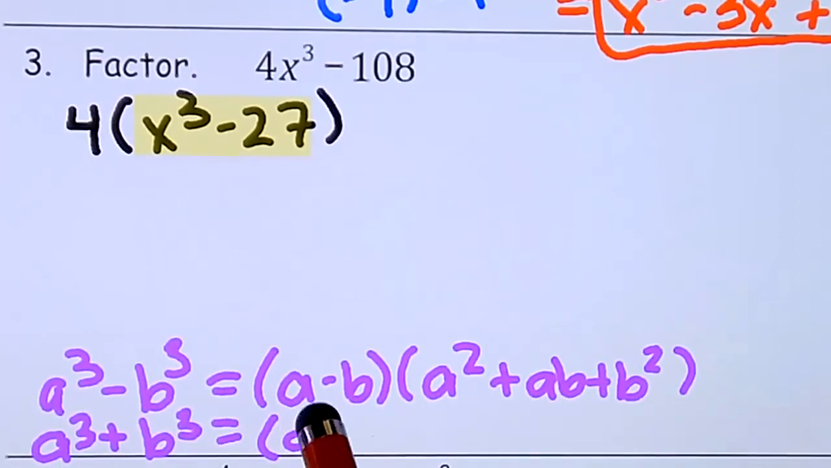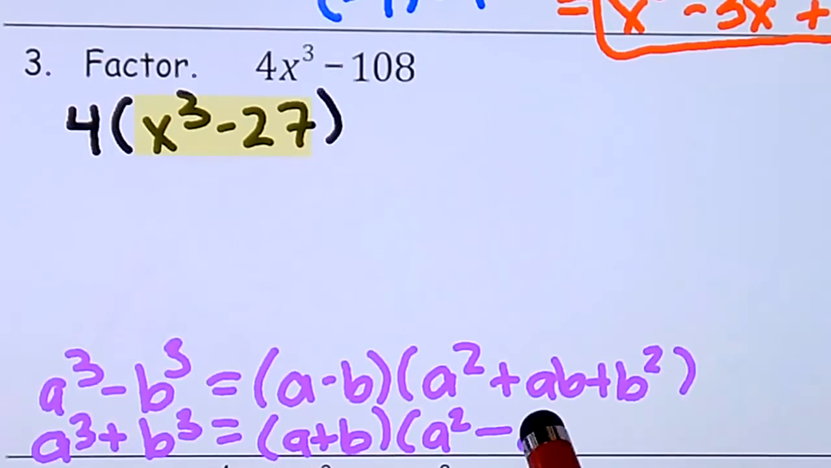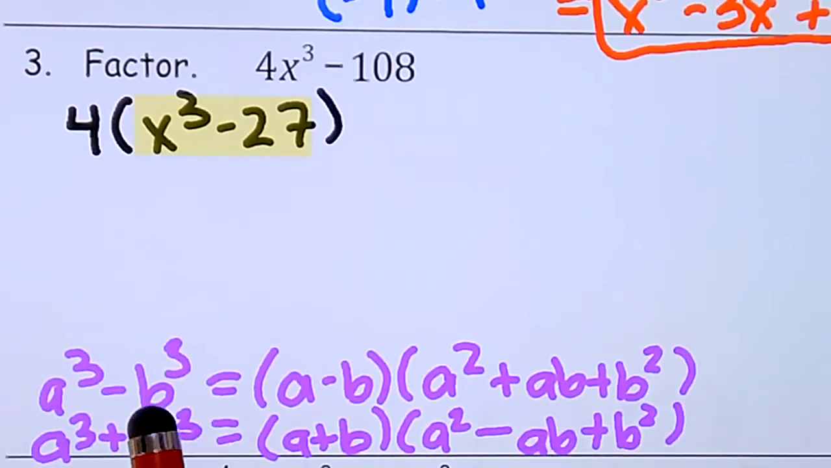This would have been an a plus b. Again, I'm cube rooting these is what I'm really doing. Okay, taking the cube root of those terms. And then this is going to be an a squared. Since this is a plus, this is a minus, always opposite, and then multiply together, I get an ab plus b squared. So this is the formula I'm going to use. I'm going to be using the one with the minus here.